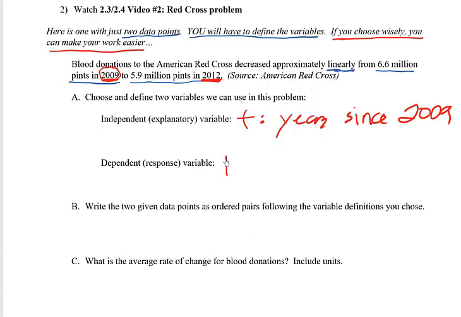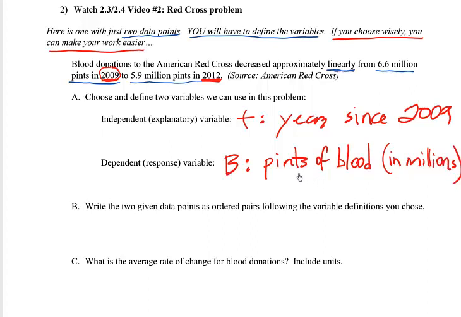How about we use B for the blood donation? How are we going to measure that? Well, it's being measured in pints, sort of. If I just say that, I'm going to have an awful lot of zeros at the end of my numbers. I'm going to say in millions so that I can use those small numbers that they gave me in the sentence. So B will stand for pints of blood given, in millions of pints, as they did in the sentence. Okay, now that we have those variable definitions, let's take the 2 data points that we have and write them as ordered pairs. So each data point corresponds to an ordered pair. Remember, the independent variable is T, the dependent variable is B, so these are T, comma B ordered pairs.